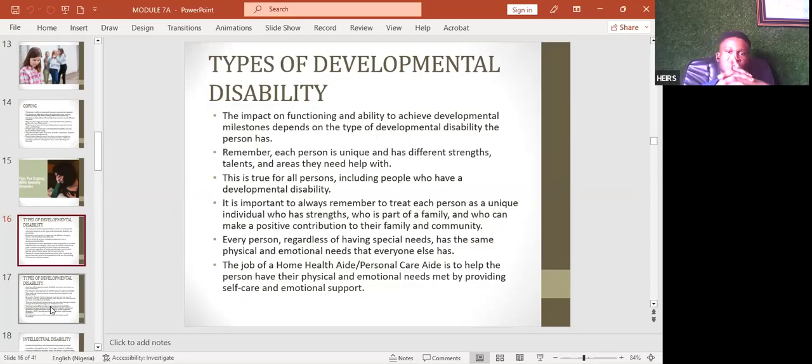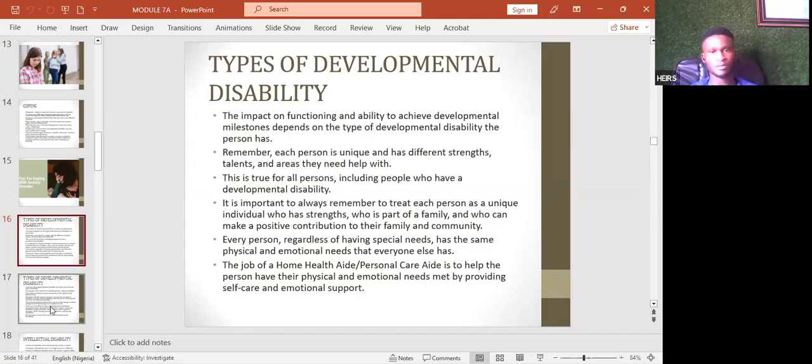Remember that each person is unique and has different strengths. No two children are replicated. What do I mean? We don't have two same persons. We may have two similar persons, but we don't have two same persons. So every person is unique. We have different strengths, different talents, and different areas where we need help. This is true for all persons, including people who have developmental disability.